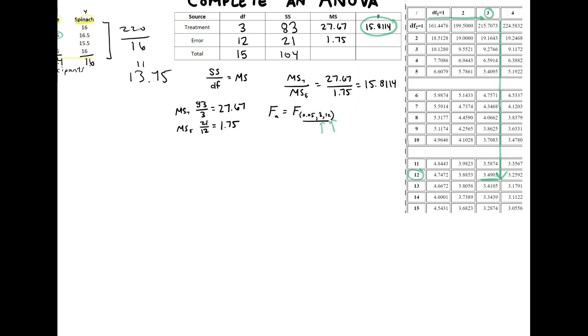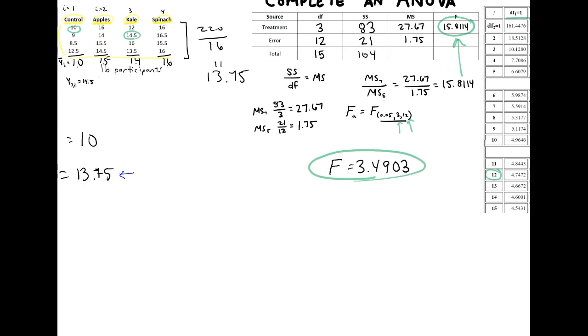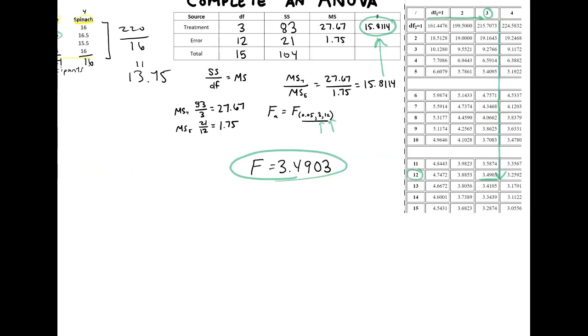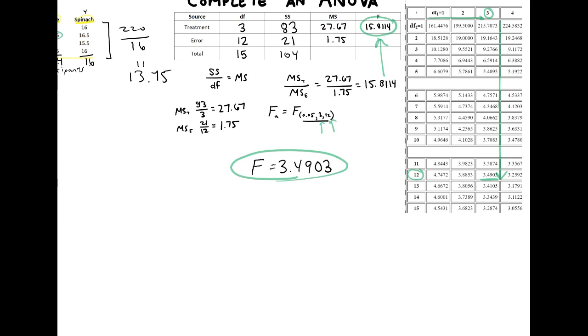Oh, sorry, that is not our degrees of freedom. That is the F statistic we're going to test against. So F critical for 95% confidence is equal to 3.4903. In this case, our F up here, 15.8114, is greater than this F statistic, so we know we can reject the null hypothesis, and there is some difference between the means in our four different groups. And that helps us get started in our journey of research.